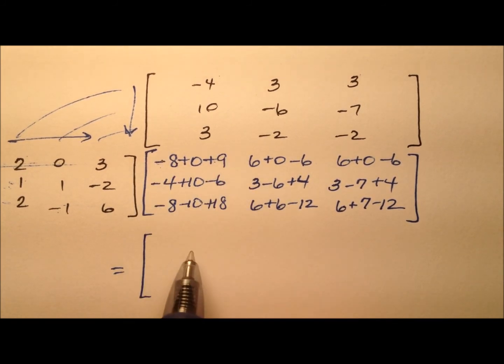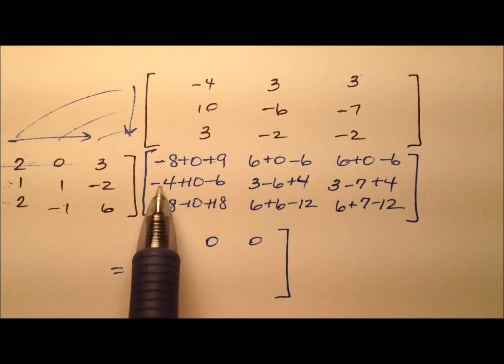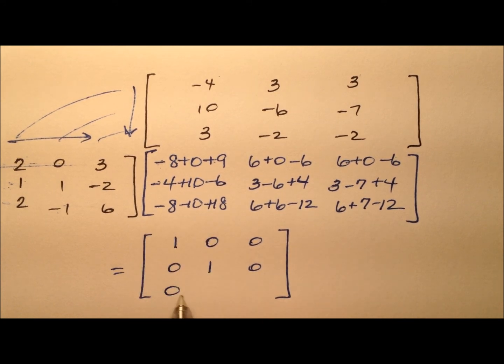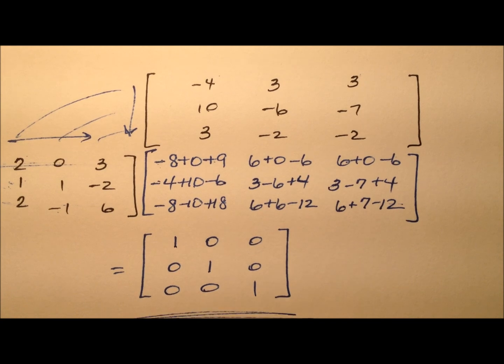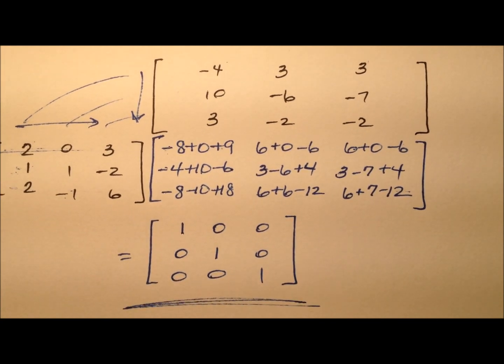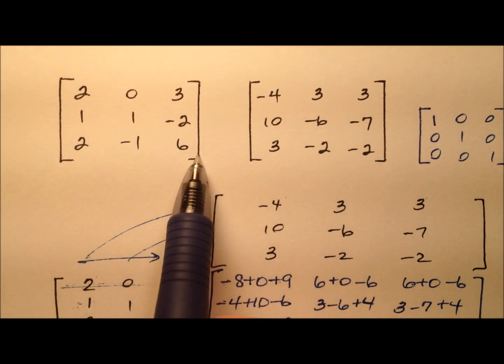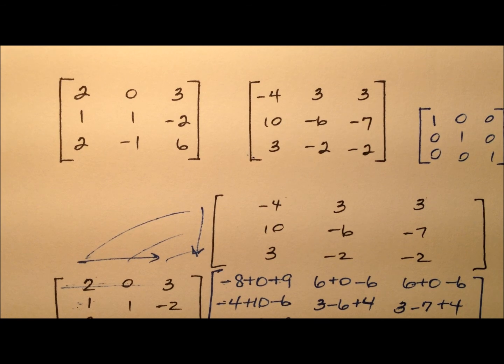So -8 plus the 9 was 1. 6 minus 6 is 0. 6 minus 6, well, it's still 0. So -4, -6, and then plus 10, that'll be a 0. 7 minus 6 is 1. And then a 0, and then 0, and 0, and finally a 1. Yeah, so we can see that this is indeed the identity matrix. So we can say now that these two square matrices are indeed inverses of one another.